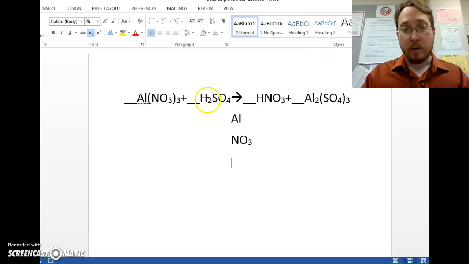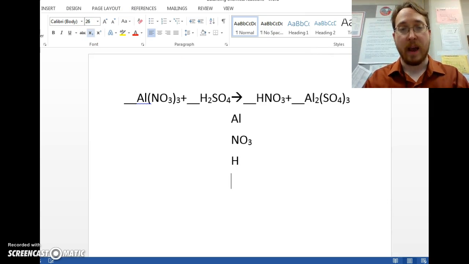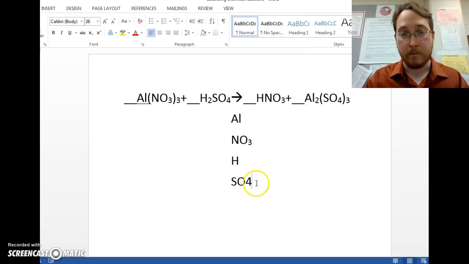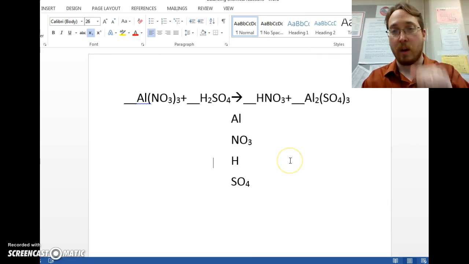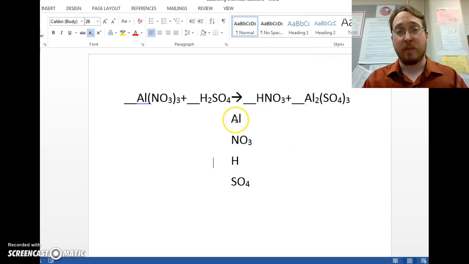Then we go here. This is hydrogen. So we've got a hydrogen. And we finally have SO4, which is another polyatomic ion. And as you can see, it is on both sides. So we can keep it together and count it as though it is one element. So we've listed all of our particles. Now we count them for each side.